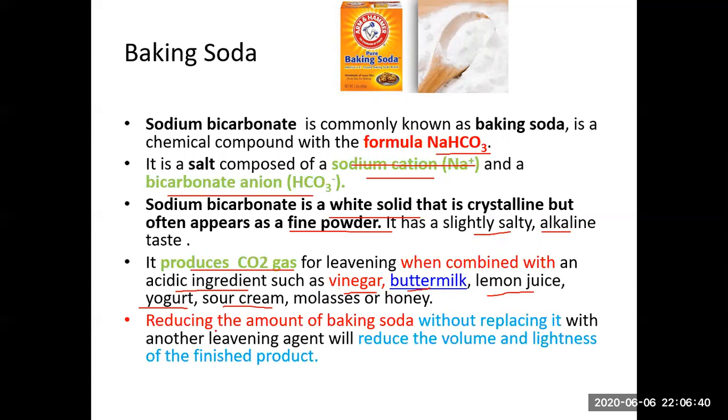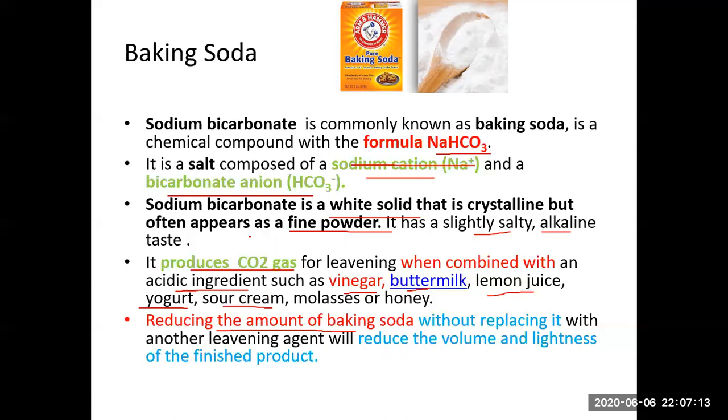If you reduce the amount of baking soda and don't use another kind of agent, your product will not be good. For example, if your product needs one teaspoon of baking soda but you use half a teaspoon, then your product will not be so good, and not as soft as needed, because not enough carbon dioxide is produced to raise the product or make it softer. So that is our baking soda.